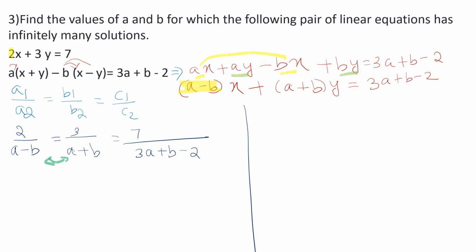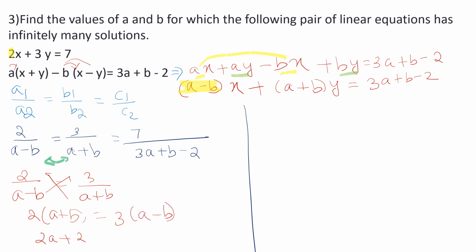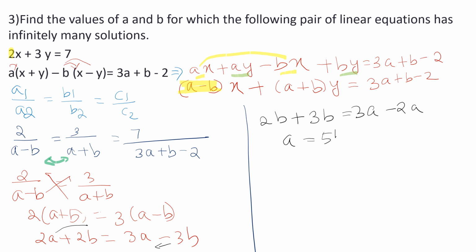When we are writing it, we get 2 by a minus b is same as 3 by a plus b. So when we cross multiply, we get 2 times of a plus b is equal to 3 times of a minus b. So you distribute the terms, you get 2a plus 2b is equal to 3a minus 3b. Bring all your variables to one side. So I am bringing the b variables to this side, and the a variables to this side for easy calculation. So 2b minus 3b I am shifting, that is plus 3b, that is equal to 3a minus 2a. So 3a minus 2a is a, and 2b plus 3b is 5b. You're getting a is equal to 5b, that is your first equation.